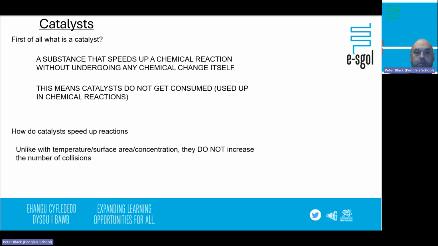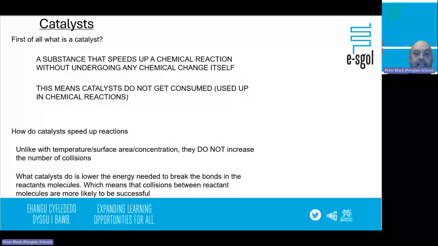And the reason is that they don't actually, like temperature and concentration and surface area, result in more collisions per second. But what they do lead to is more successful collisions per second. So you'll still get the same number of collisions per second, but more of them will actually be successful. And the way they do this is that they lower the activation energy of the reaction.